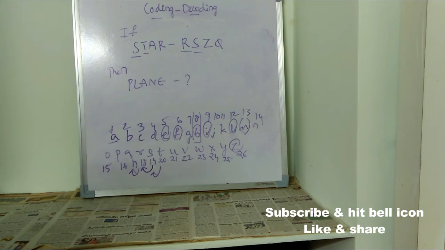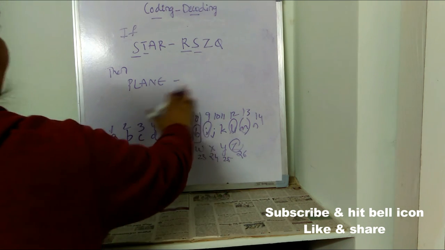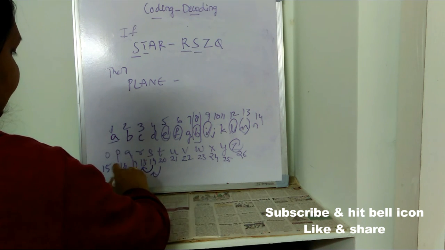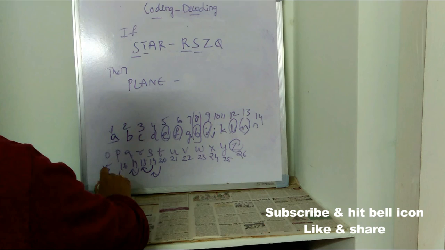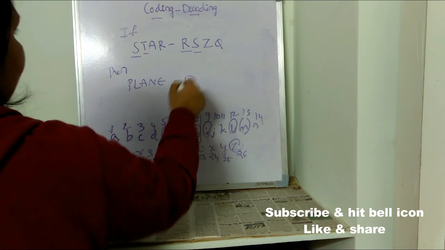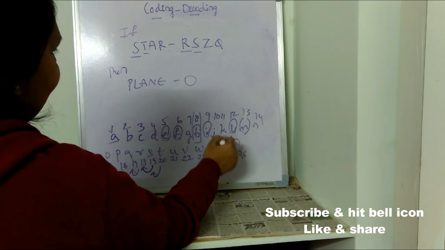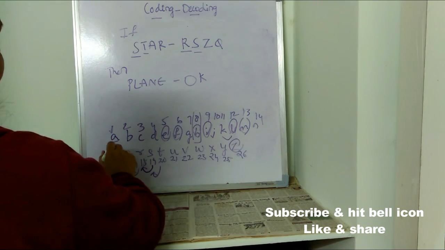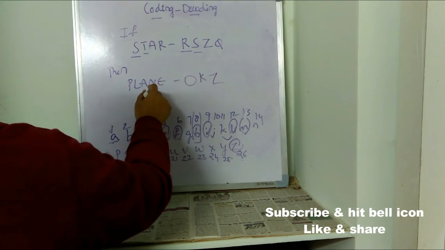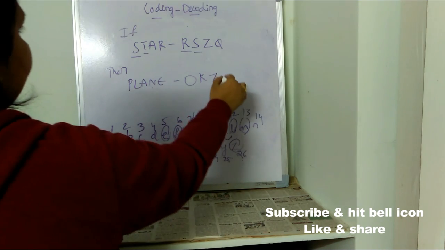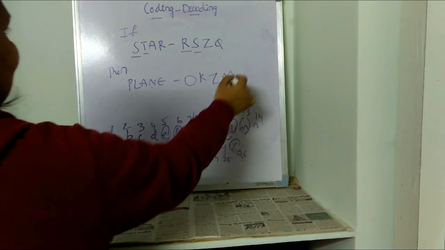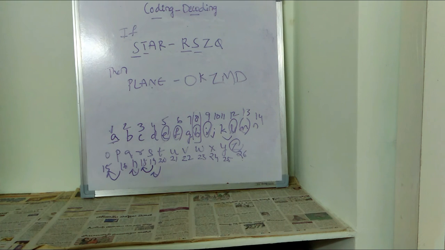Okay, so now we understood the logic. He is just moving one letter backward to code the original word. So now what we need to do? Take P. Before P there is O. Just move one step backward. L. Before L there is K. A. Before A there is Z. N. Before N there is M. Before E there is D. Okay. So plane can be written as OKZMD.